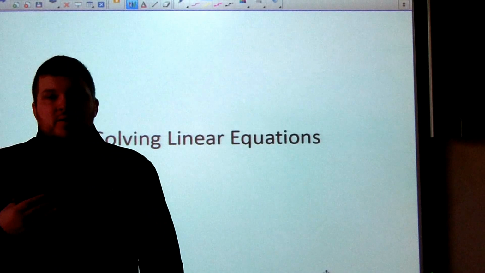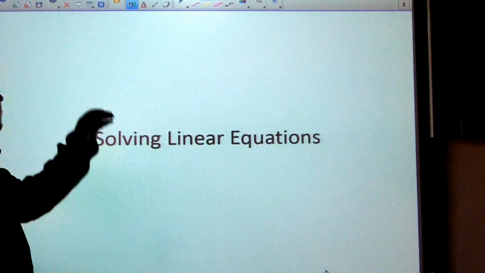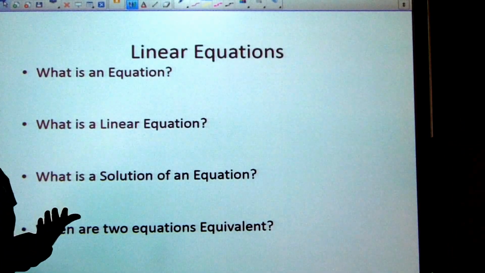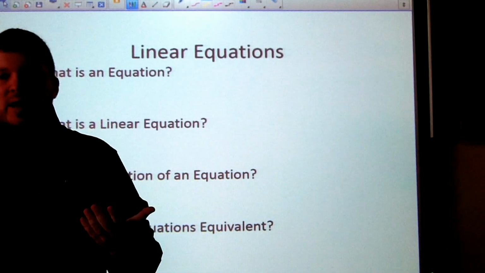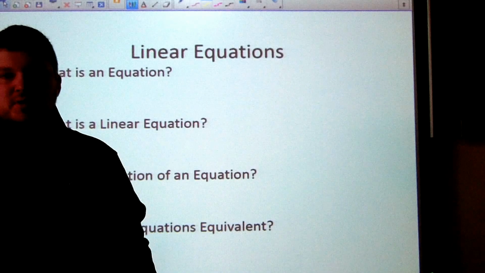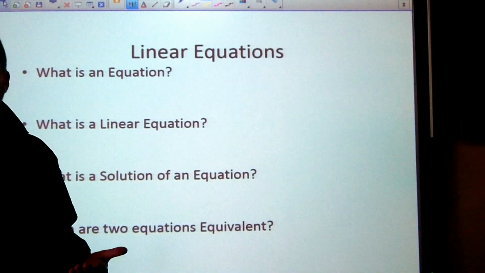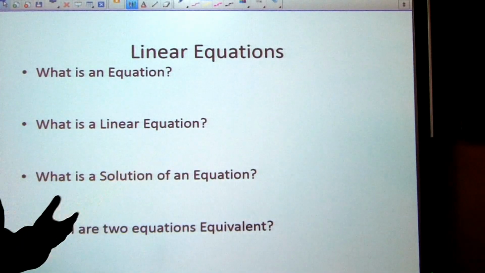Okay, so in this video we're talking about solving linear equations. So what's an equation? Well, in the previous video we talked about an expression being something without an equals sign. So now an equation is two expressions that have the same value.